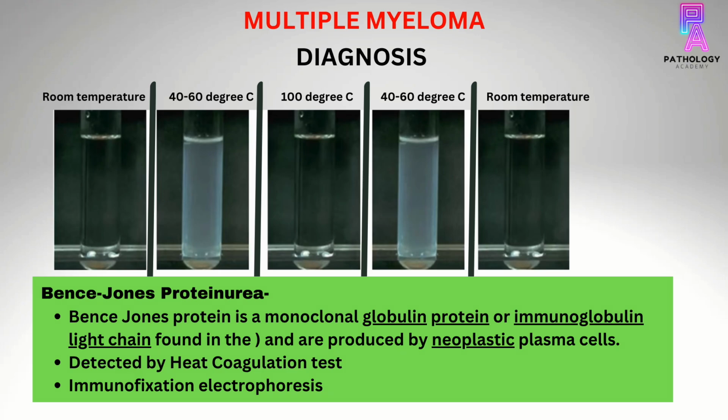It can be detected by the heat coagulation test. We heat the urine in a test tube from room temperature. There is no precipitation around 40 to 60 degrees Celsius. The proteins precipitate in the urine, which on further boiling the urine at around 100 degrees Celsius, the precipitate dissolves, and when further cooled and the temperature comes between 40 to 60 degrees Celsius, again the precipitation is shown in urine, and at room temperature there is no precipitation in urine. This is a simple test for the detection of Bence Jones protein in urine. However, nowadays this is detected by immunofixation electrophoresis.